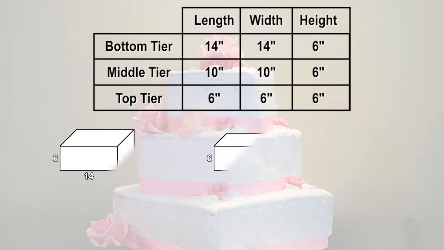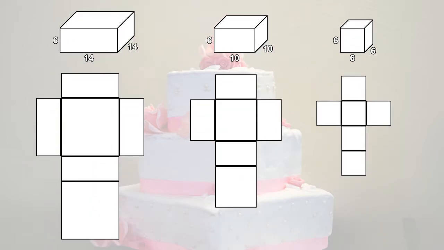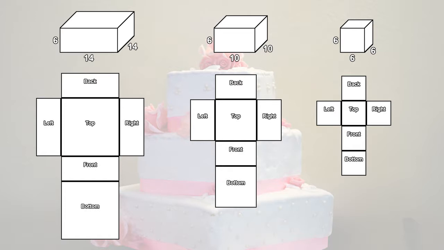Let's begin by drawing each rectangular prism tier. Below each tier, let's draw the nets and label the faces with back, top, front, bottom, left side, and right side. The sides will need to be labeled so the bottom of each tier is not included in the total surface area, since fondant will not be used on the bottom of each tier. Next, label each face with the dimensions in order to calculate the surface area.